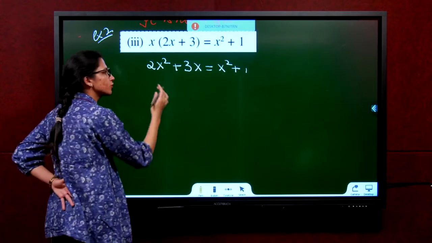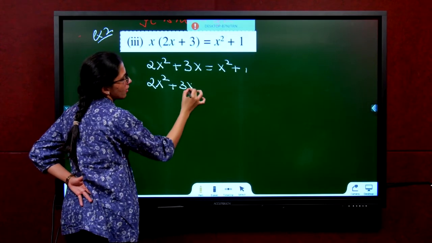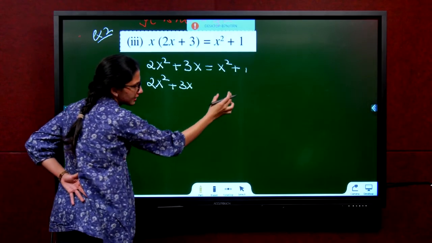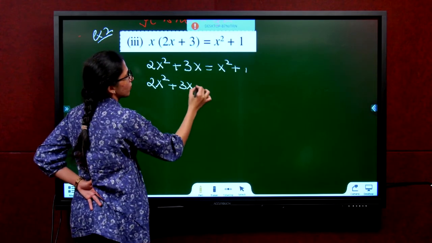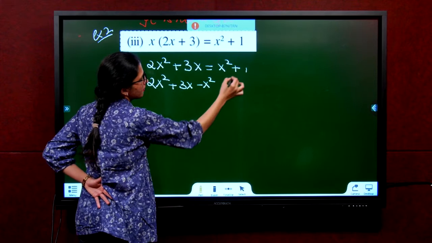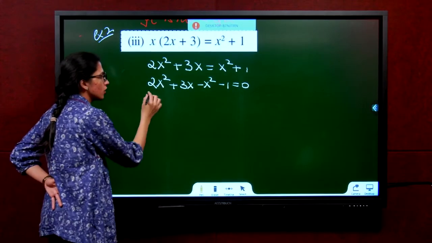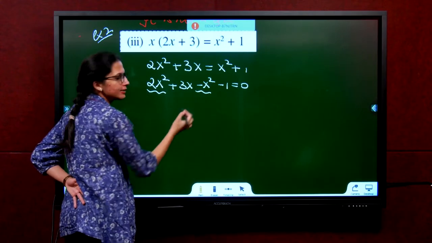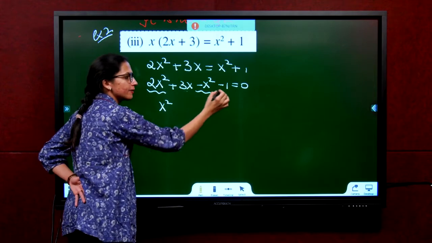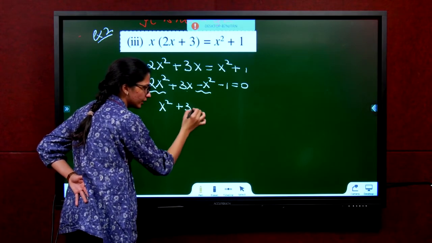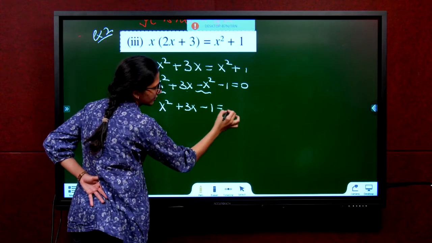Bring all the terms to one side. So 2x square plus 3x. When x square comes from the right hand side to the left hand side, the sign changes. x square will become minus x square, plus 1 will become minus 1, is equal to 0. 2x square minus x square is x square itself. 3x is 3x only, you can't change anything. Minus 1 stays as it is.